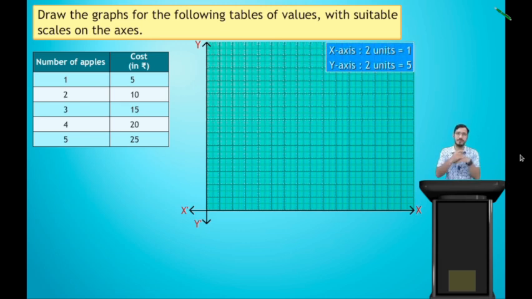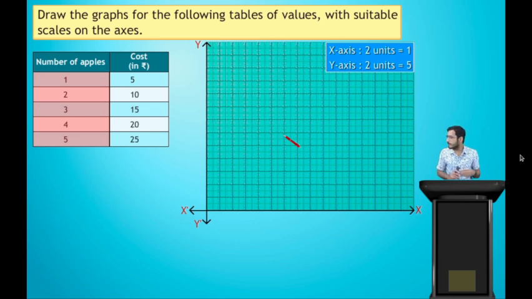Now first, what will we do? Yes, first we draw the x-axis and y-axis on the graph paper like this. The horizontal line is the x-axis, and the vertical line is the y-axis. Then you can see the suitable scale on the axis. The x-axis is 2 units for 1, and the y-axis is 2 units for 5. You can choose any scale according to you.